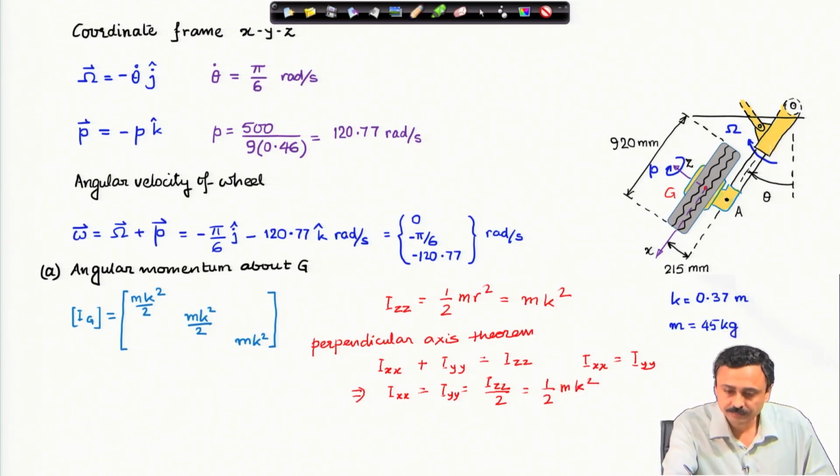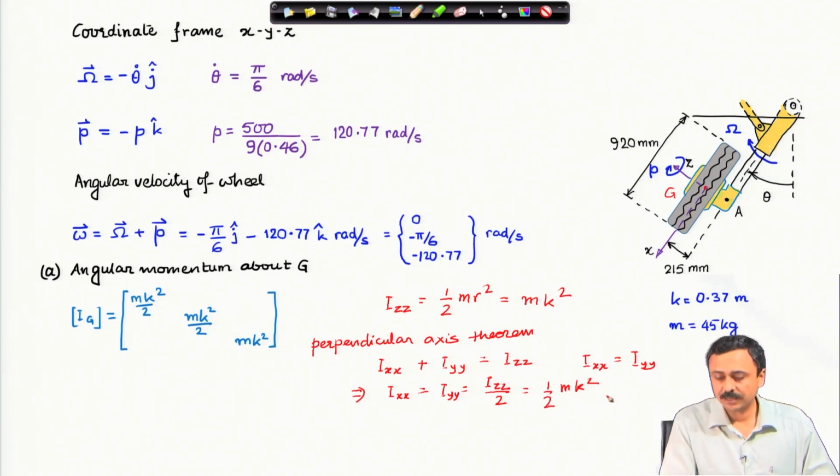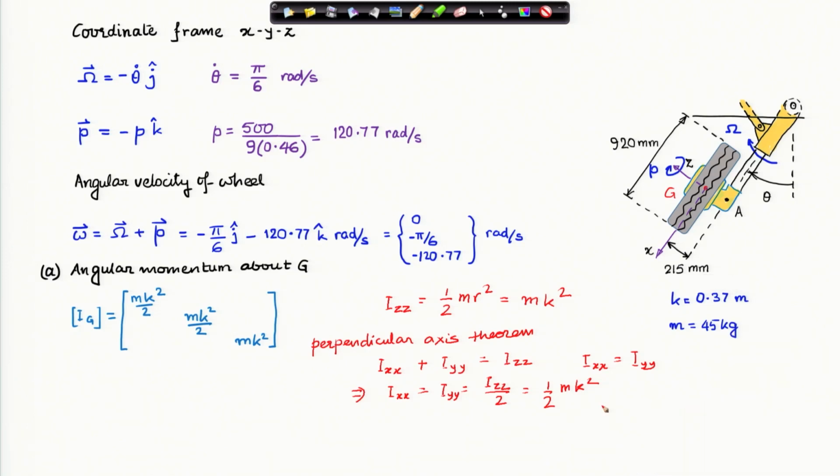I z z is m k square and this is 1/2 of I z z, therefore, half m k square, or in terms of the radius it is 1/4 m r square. But here since the radius of gyration is given, we are using the radius of gyration, and that is how I have populated the moment of inertia tensor. The rest of the terms are all 0 because xyz is the principal coordinates for this body.